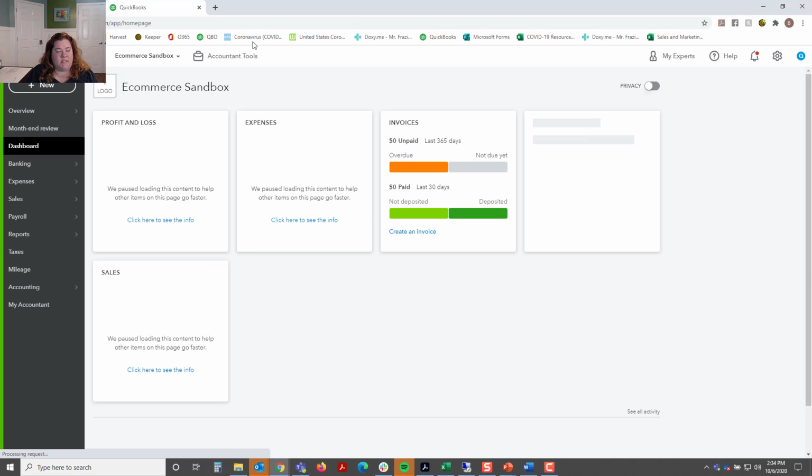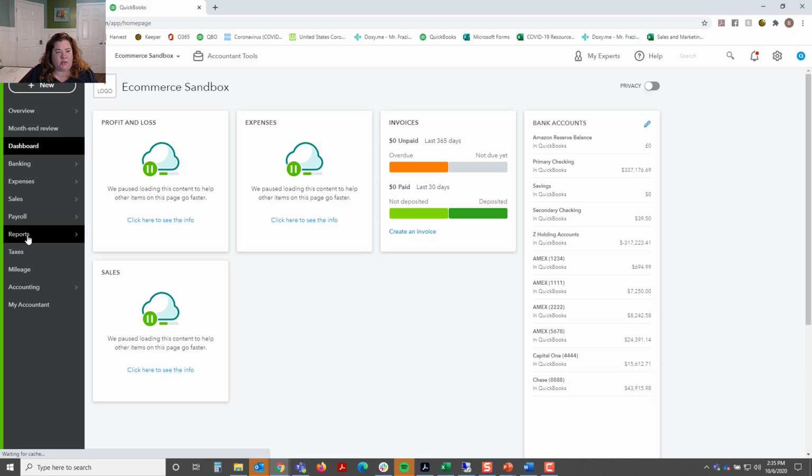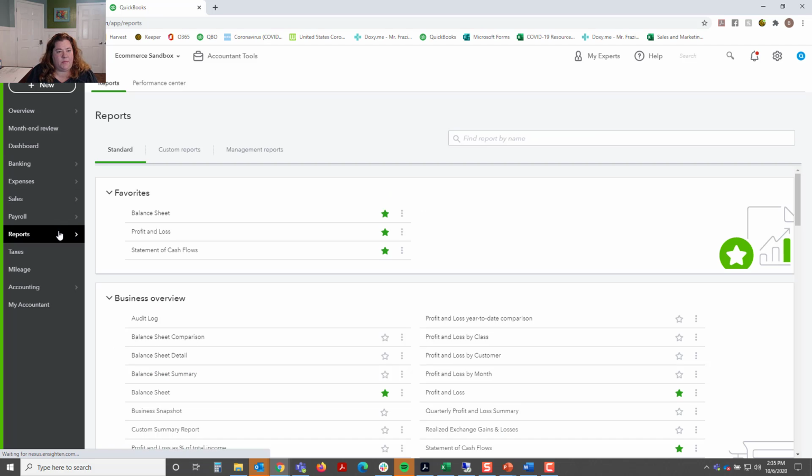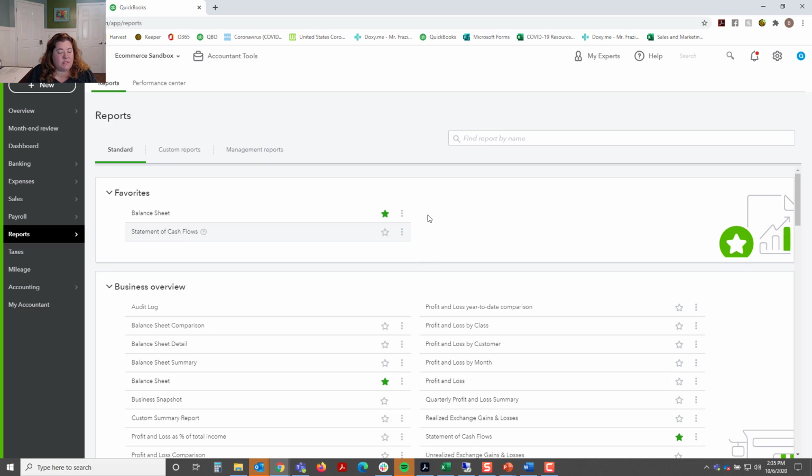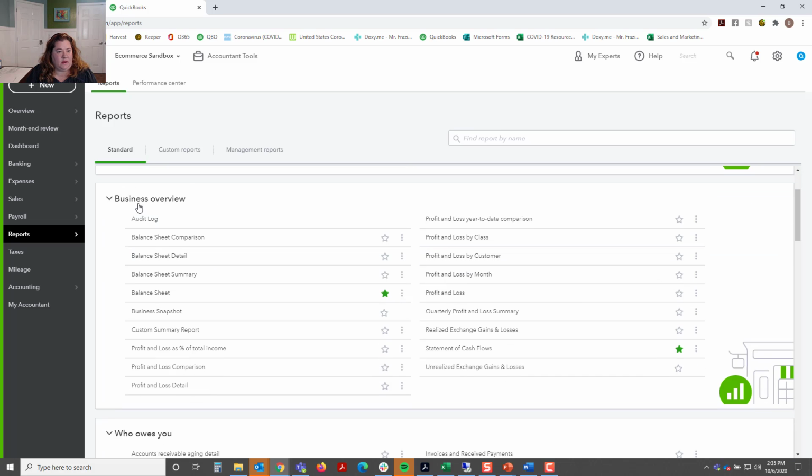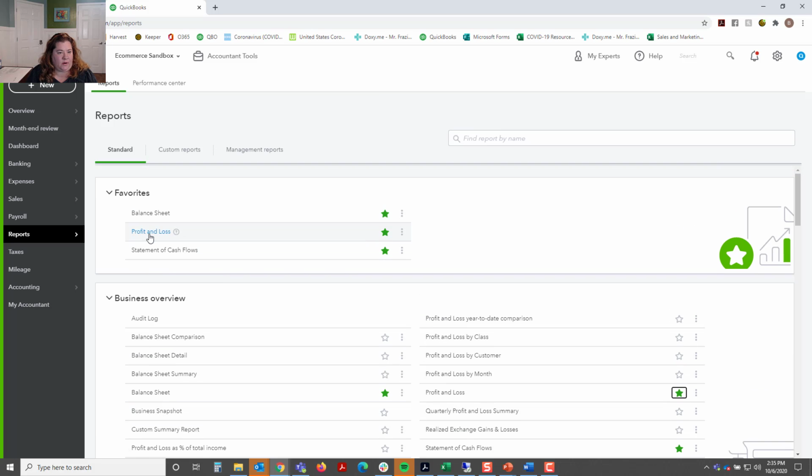Alright, so this is the QuickBooks interface, and in order to find your profit and loss, you're going to come over here to the left side where you have all these menus and click on Reports. When this report area opens up, you have this area at the top where you have your favorites. This is anything that you've starred. Right now I have the profit and loss starred, but if it's not, you just come down here to Business Overview and you would find it over here. Right here, it says Profit and Loss.